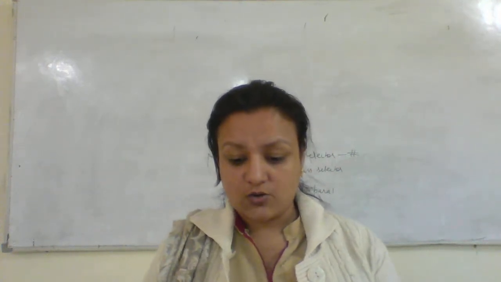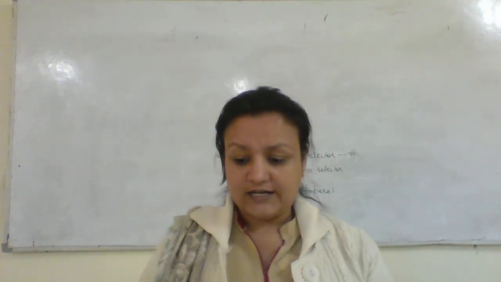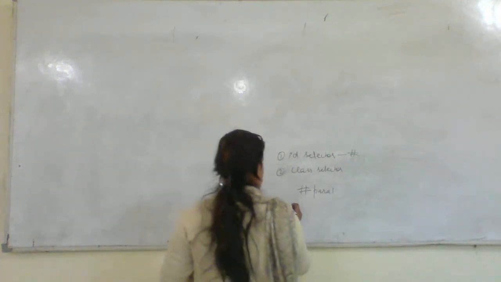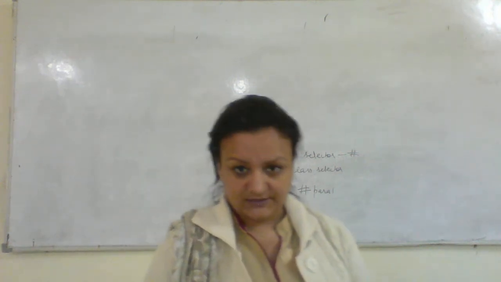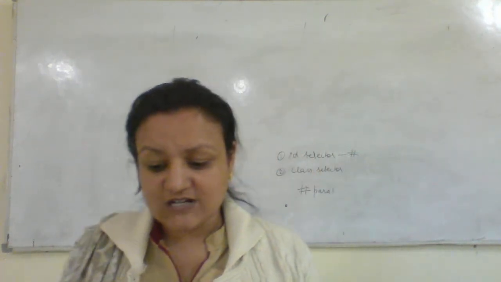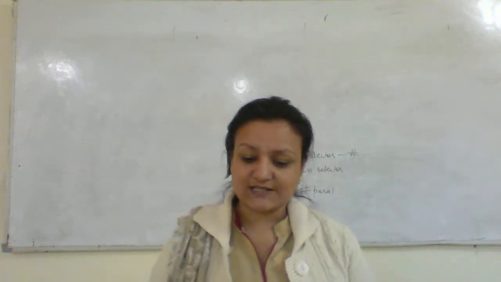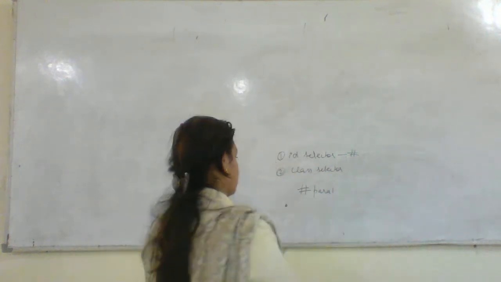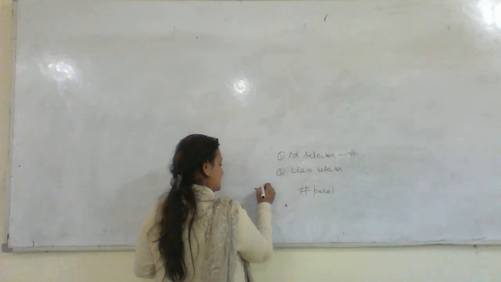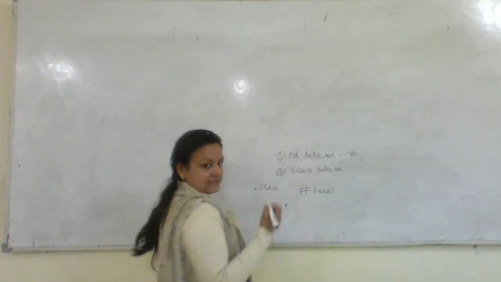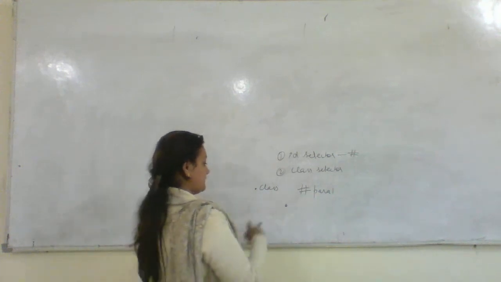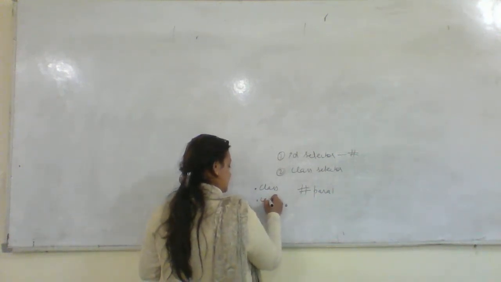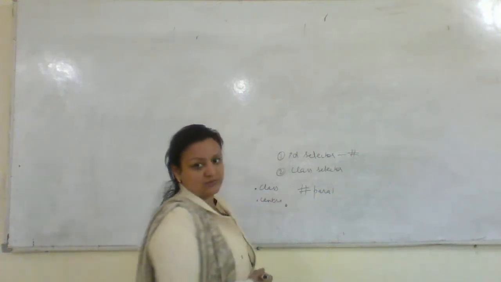And the class selector is denoted by a dot sign, and a class selector means a style for a group of elements, more than one element. I write dot class or anything, like for a class selector I write dot center if I want to give center alignment. If I want the alignment to be central, then I give that.